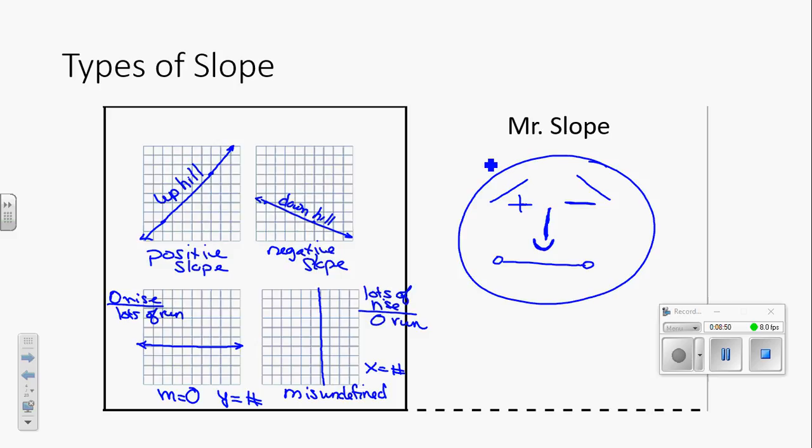There's Mr. Slope. So if you need to know which is which: positive slope is his left eye, so it's got a plus sign. Negative slope is his right eye. Nose is vertical, so it's undefined. And then the dimples are the zeros.